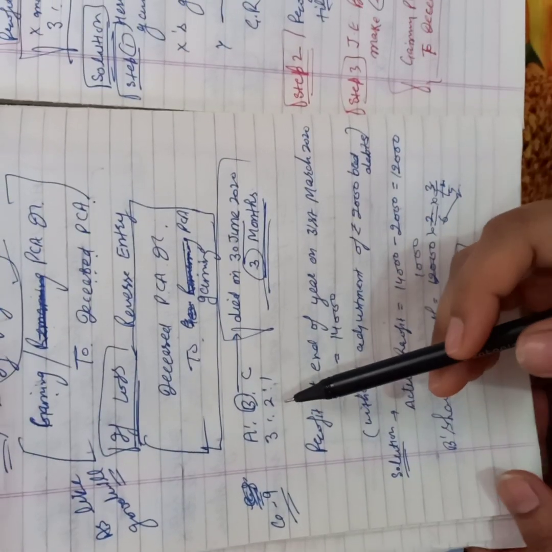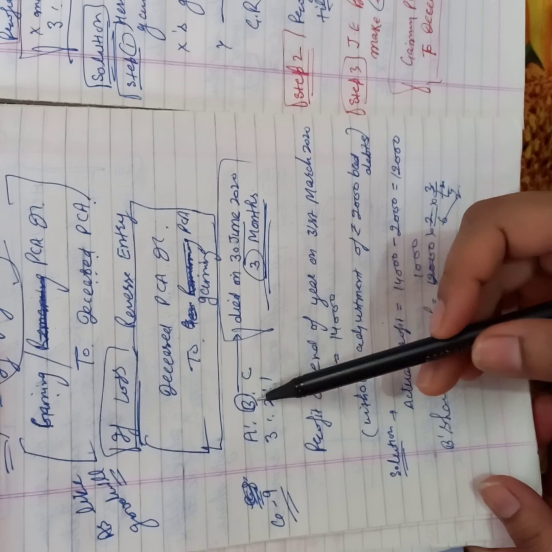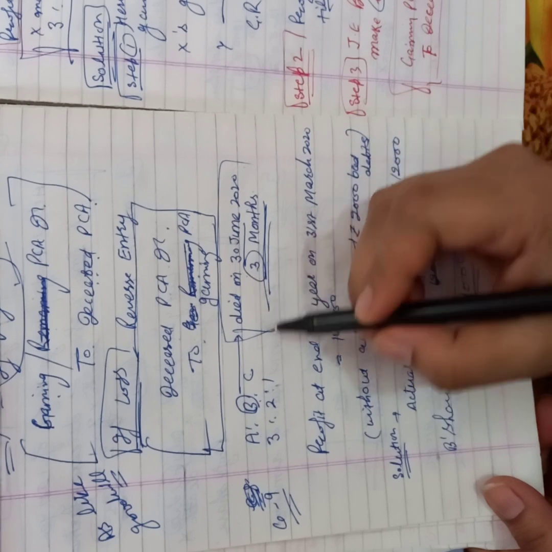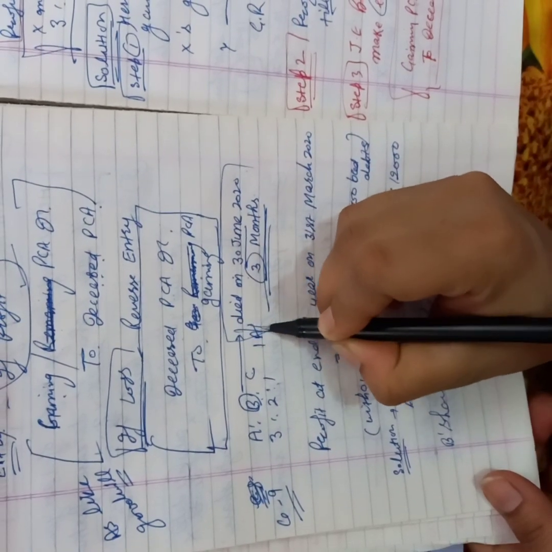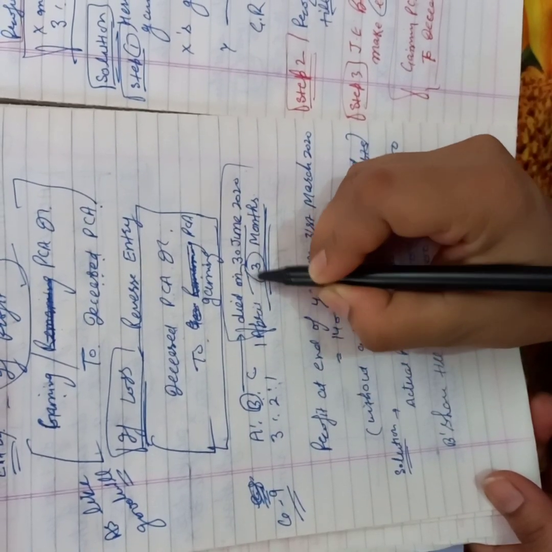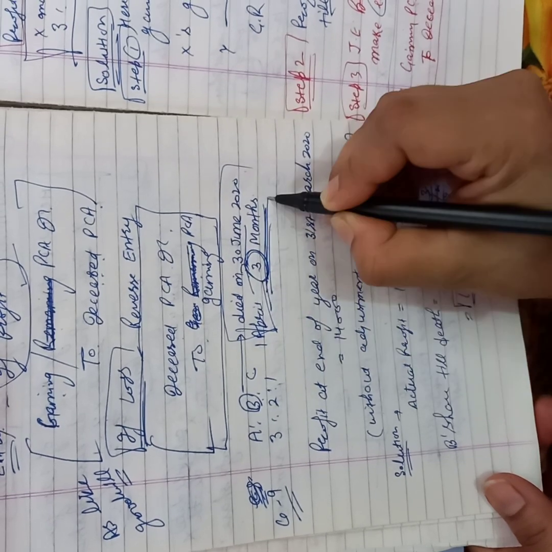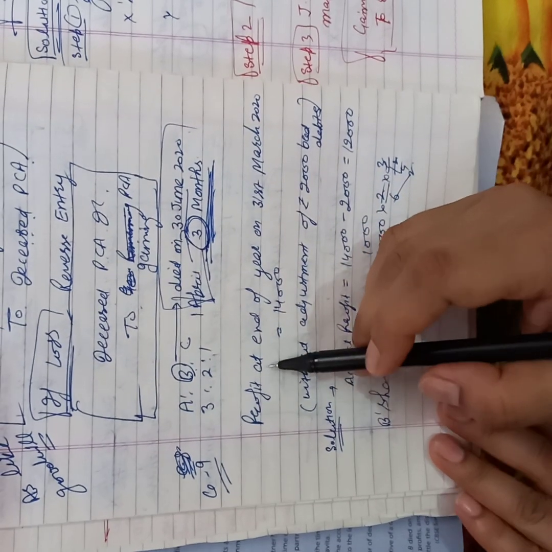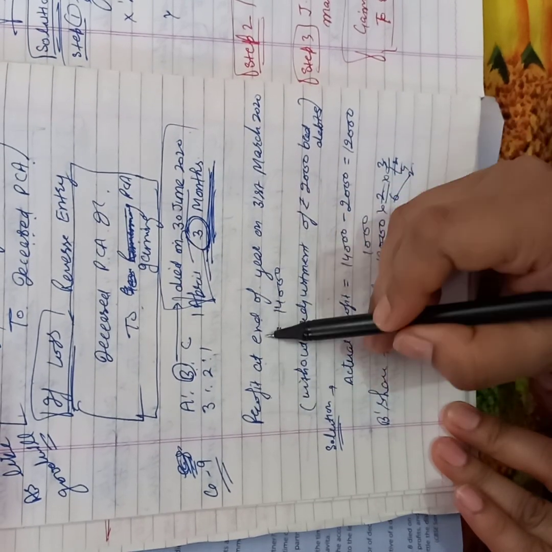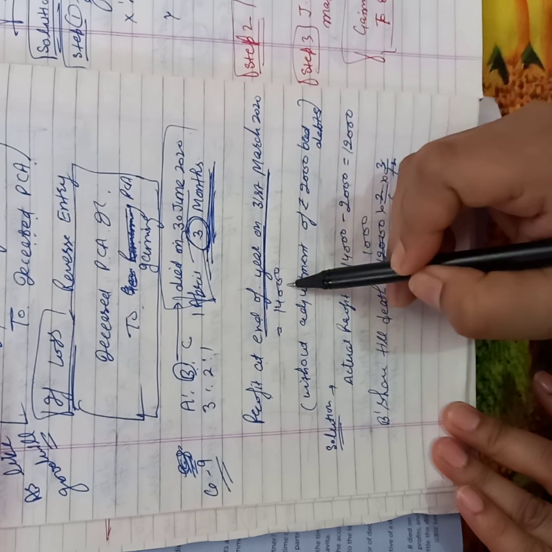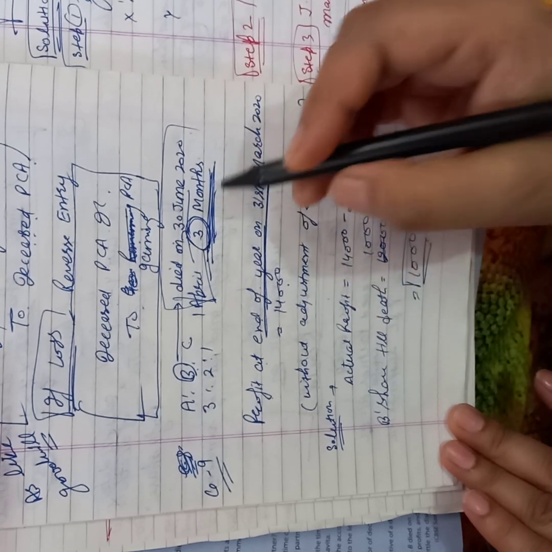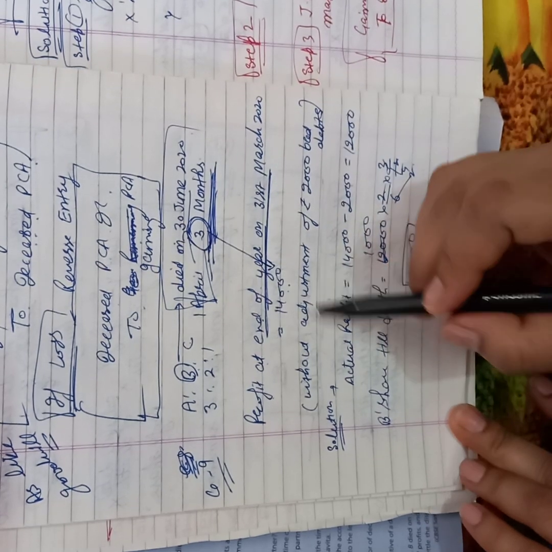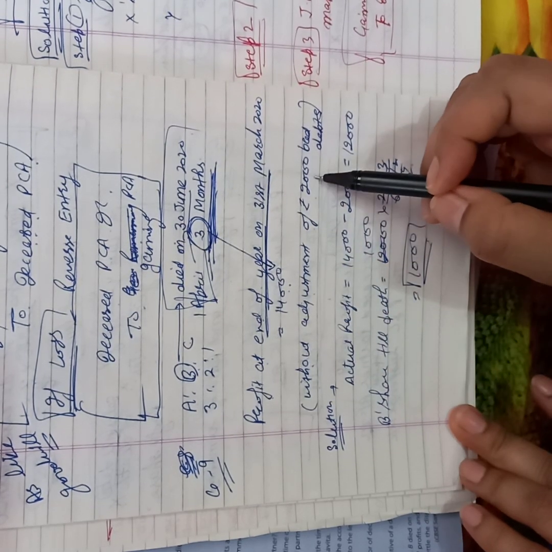First of all, we are taking an example. A, B, C are partners and B died on the 30th June 2020. Means if the financial year started on 1st April and he died on 30th June, he contributed for 3 months only. Now we should keep in mind 3 months. In the question it is given profit at the end of year. Profit at the end of year means full year profit is given 14,000, and we should concentrate on 3 months profit. This profit is given without adjustment of ₹2000 bad debts.